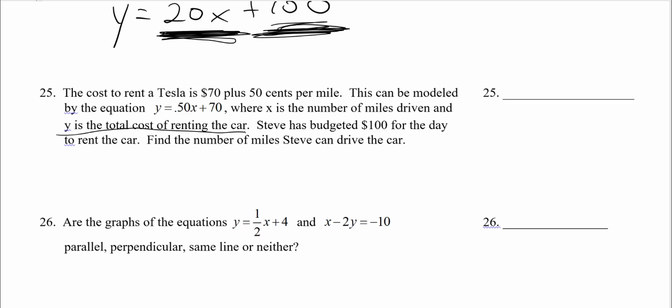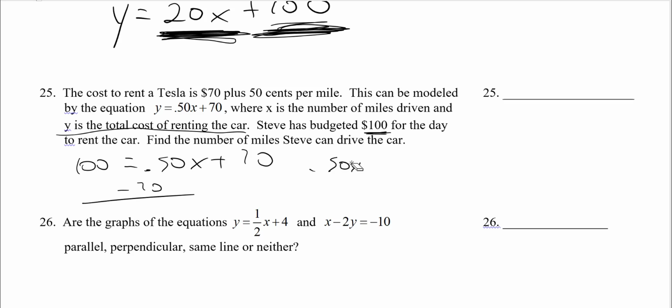So if y is the total cost and you have $100, you're going to set 100 equal to y. And it's 0.50x plus 70. And then you're solving for x. So you're going to subtract 70. So you get 0.50x equals 30, and divide by 0.50. So x comes out to be 60. So 60 miles.